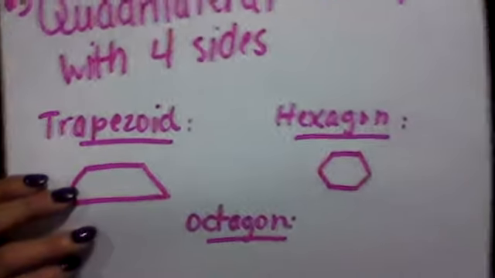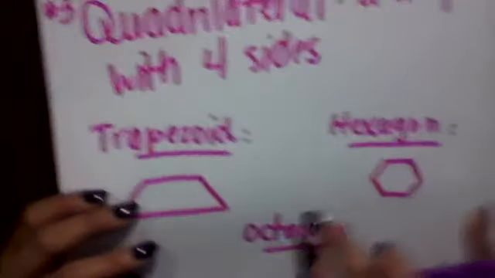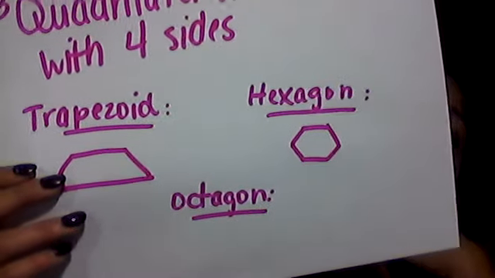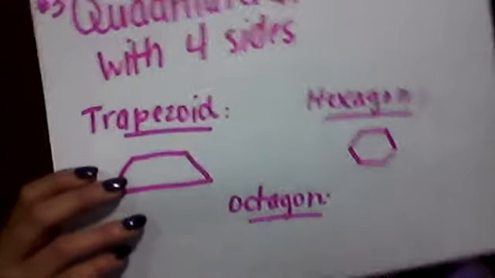Okay. Remember, I'm not a perfect artist, so these are just rough sketches of these shapes. We have the trapezoid, the hexagon, and then the octagon. We talked about octa. Octa means 8. So octagon is going to have this shape with 8 sides.